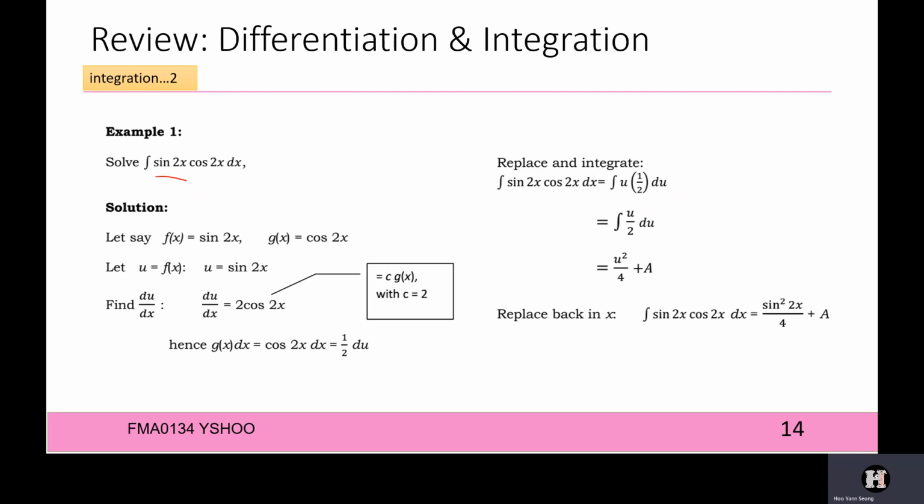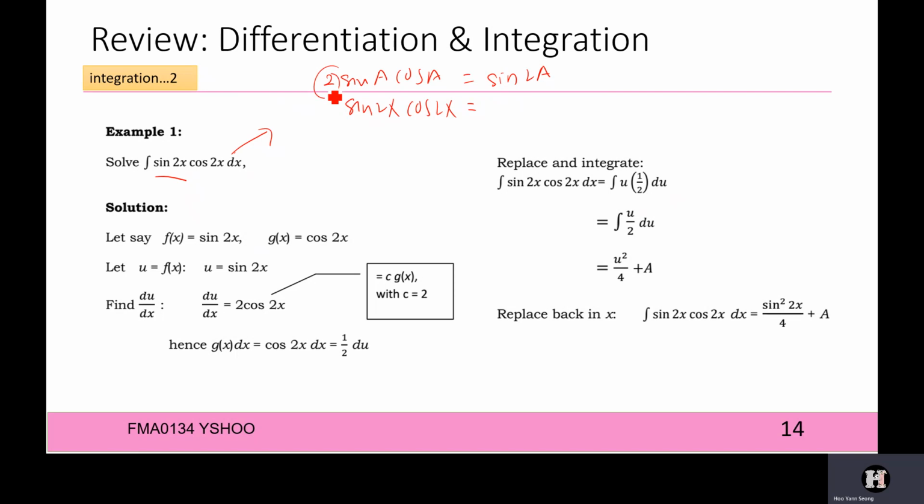Okay, now for this question, whoever is alert with the trigonometry function actually knows that you do not need to use the substitution. Actually, you can use the trigonometric identity to change this question into another form. Because we learned that 2 sine A cos A is actually sine 2A. Now you have sine 2x cos 2x, which is actually going to become sine.